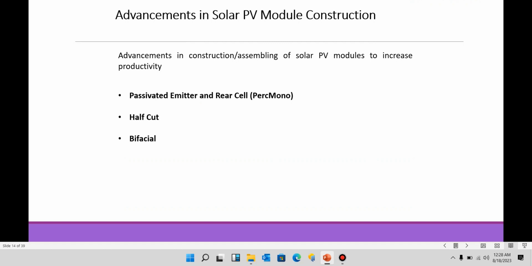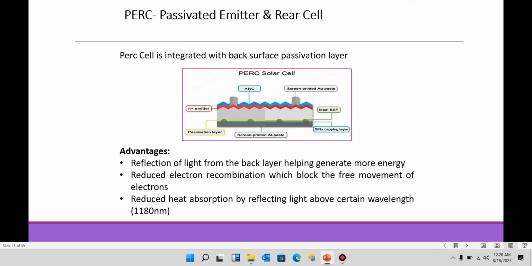There are a few advancements that took place in solar module construction. Some are listed as: number one, the passivated emitter and rear cell, which is PERC mono; number two, the half cut; and three, the bifacial modules. Let's discuss one by one. Number one is PERC.